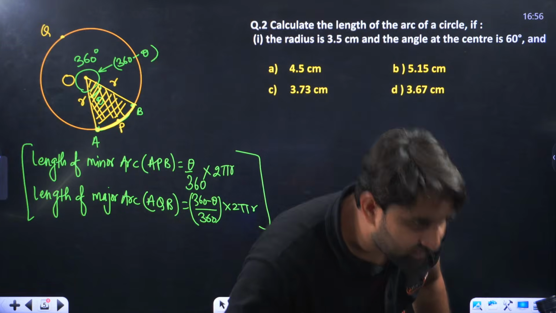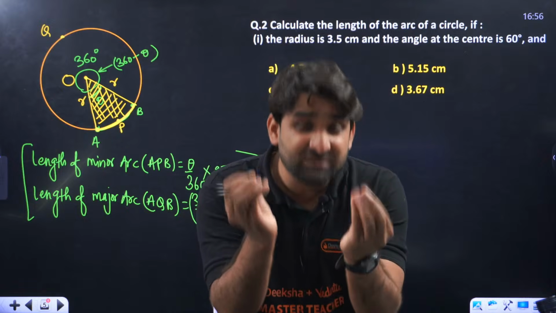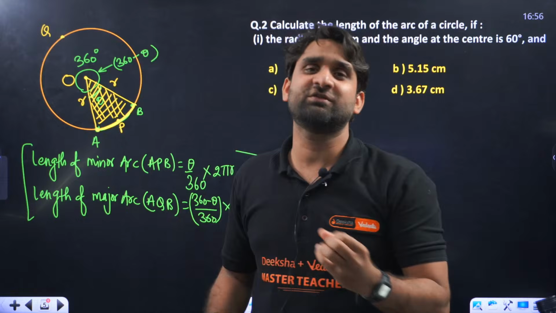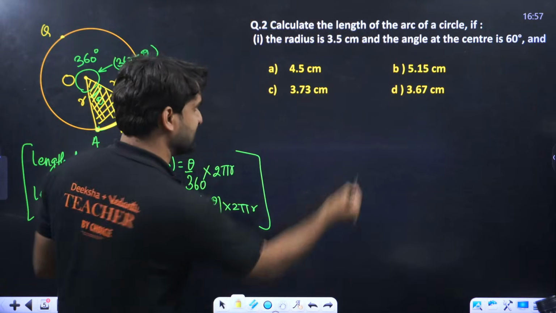Sir, what is an arc? Okay, listen. An arc is basically a proportional part, a small part of the boundary of the circle. Guys, listen everyone, the student who couldn't understand the arc, listen.